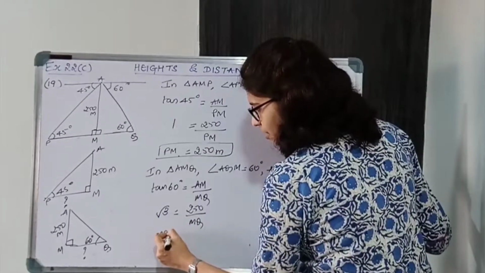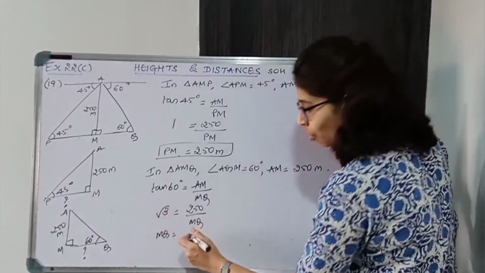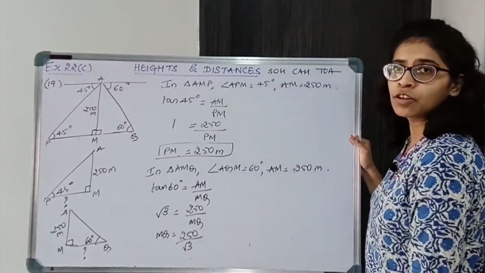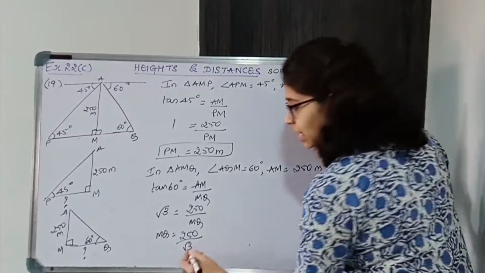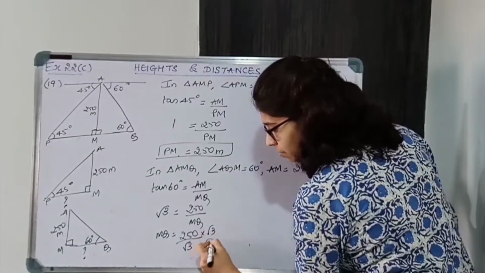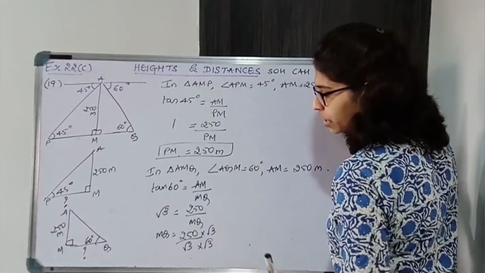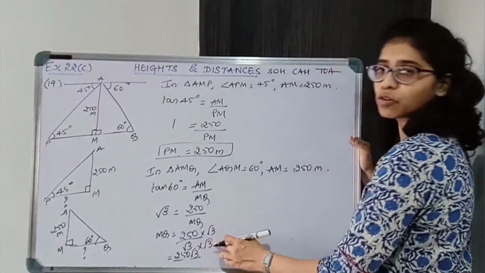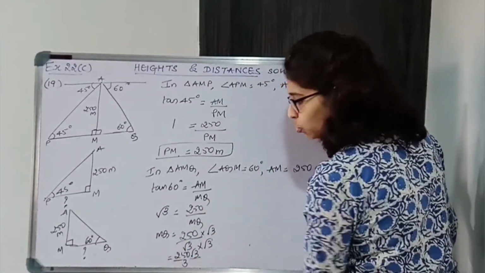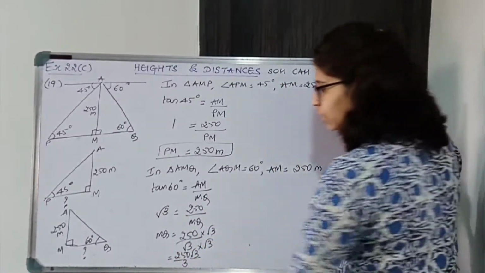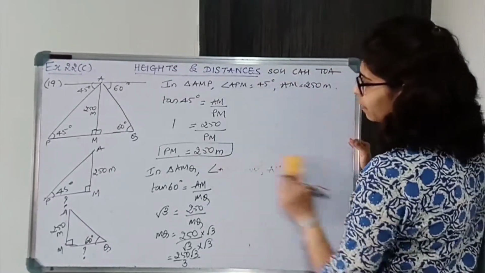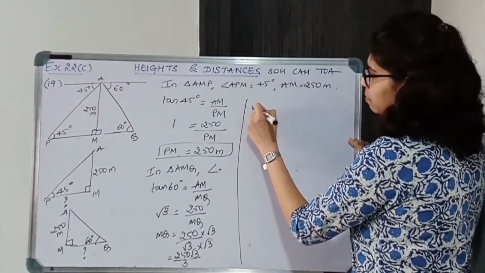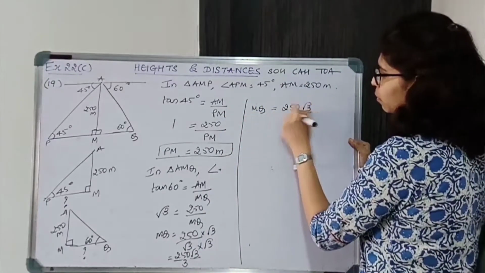MQ will shift and root 3 will shift over here, so it goes in the denominator. ठीक है. Now we never keep root in the denominator, so what do we do? We rationalize. इसका rationalizing factor हो जाएगा √3. So multiplying by √3 in both numerator and denominator, it will become 250 √3. Square root of a number into square root of a number becomes the number itself. Square root vanishes, तो 3 हो जाएगा. So 250 root 3 upon 3 हो जाएगा. So MQ is equal to 250 root 3 upon 3.